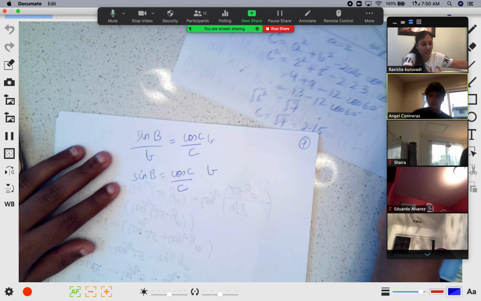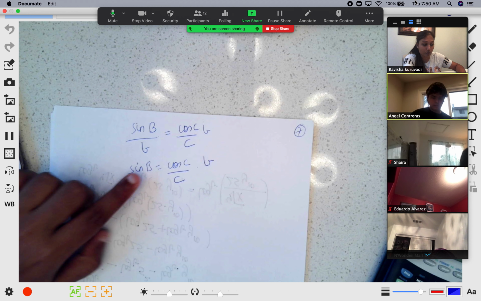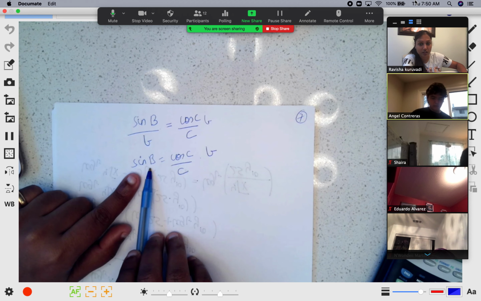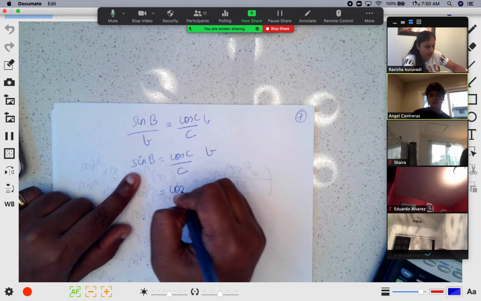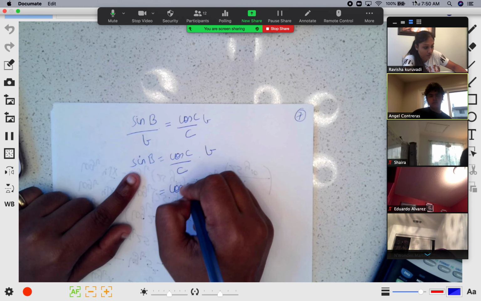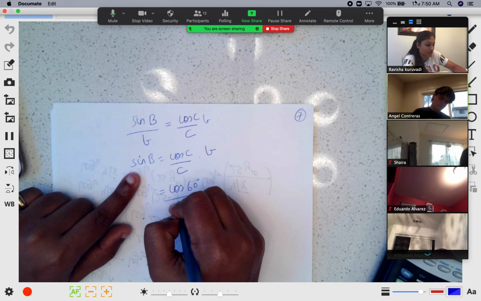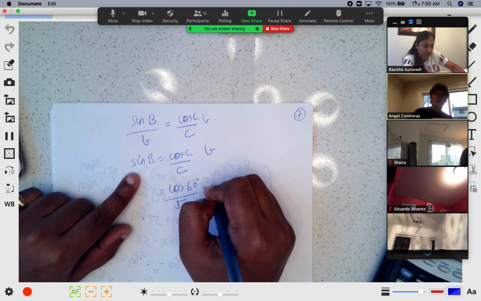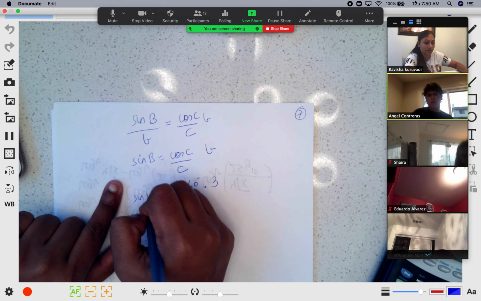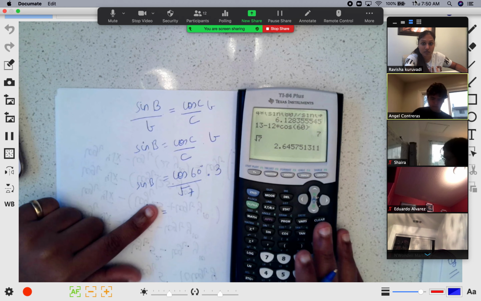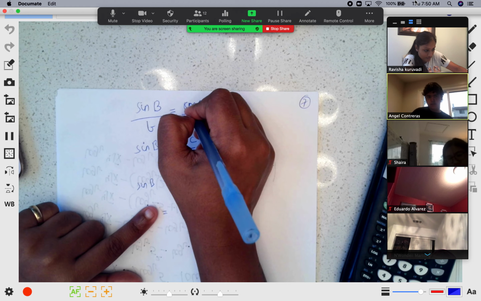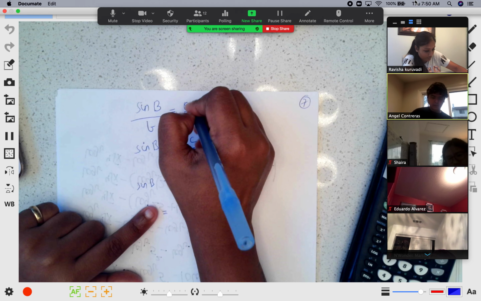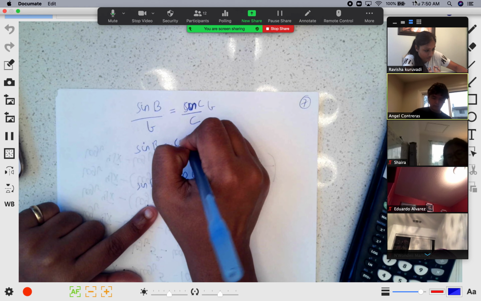Before even solving for b, I would ask you to find the value of this whole thing first. So it becomes sine of c, which was 60 degrees, over c, which you found as root 7, times b, which was 3. Why do we use cosine right there, though? Oh, sorry. No, it should be sine. I'm sorry. It's sine. Correct.